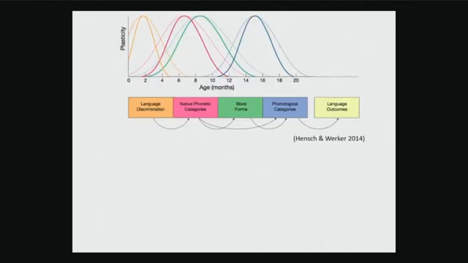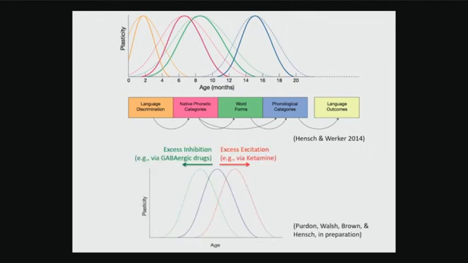And then when we look, it can be quite intricate. This is something you can actually tease out in humans, where language discrimination comes before phonemic processing, which comes before word forms and phonological categories, and then down the road it affects language outcomes. And there are measures of this for humans. So it suggests: what if excess inhibition, through prolonged exposures to anesthetics, could shift a critical period earlier? Or what if a delay in inhibition shifting towards excitation might delay critical periods?